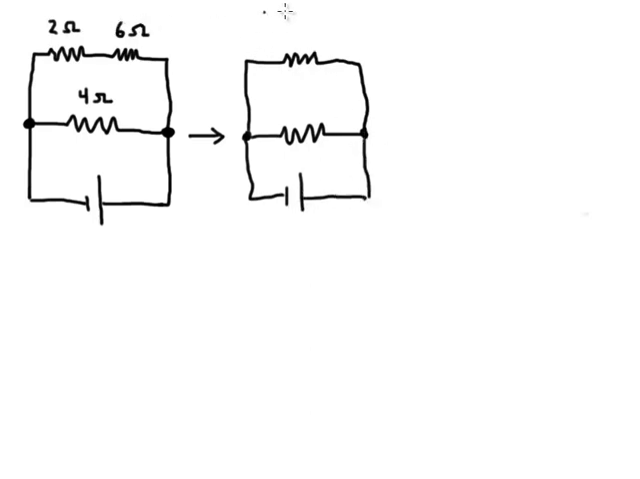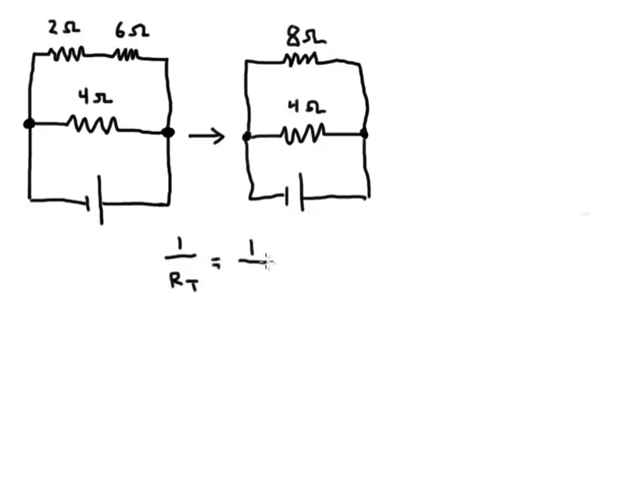A 2 and a 6 in series, just add them together and make an 8. This one has remained a 4. Now this is a simpler circuit. This is just 2 resistors in parallel, an 8 and a 4. At this point, we can add them up and find the equivalent resistance the way we did before.